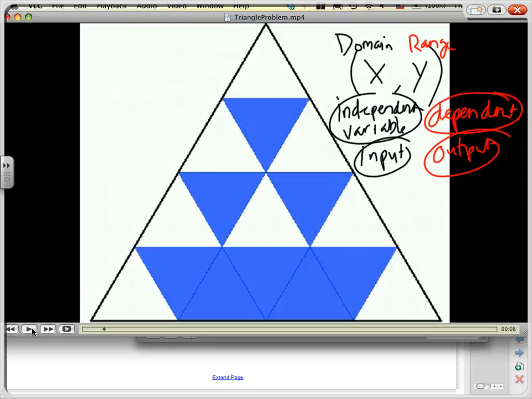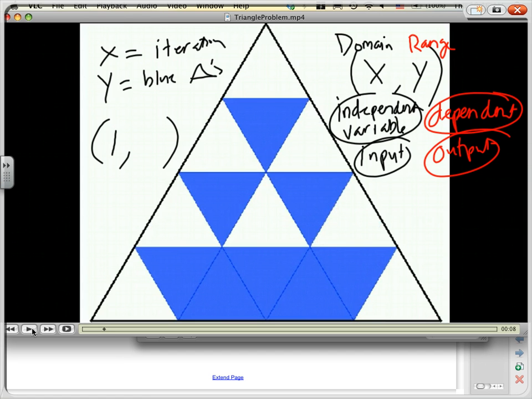Now that we have our definition of a point, let's put together our data points and form them. First of all, if we define x to be our iteration, and y to be our blue triangles, then I can form it like this. My first iteration, how many blue triangles do I see? 0. I just form a point to keep track of my data. First iteration, 0 blue triangles. Second iteration, how many? 1. Third iteration, 3. Fourth iteration, 8.